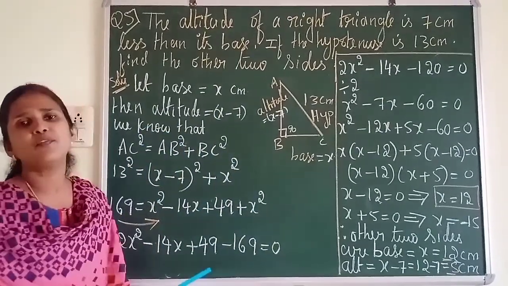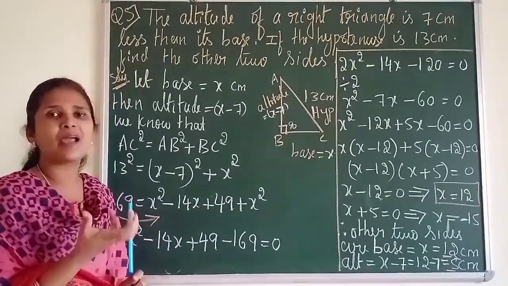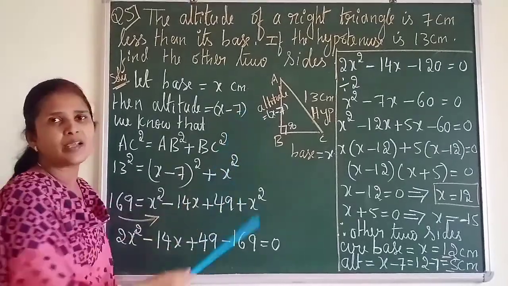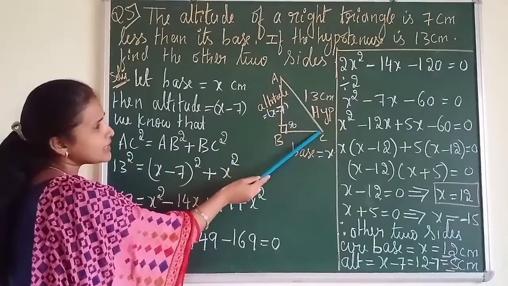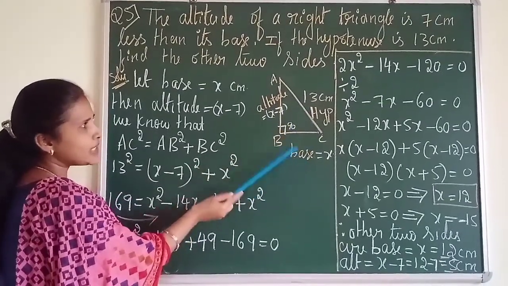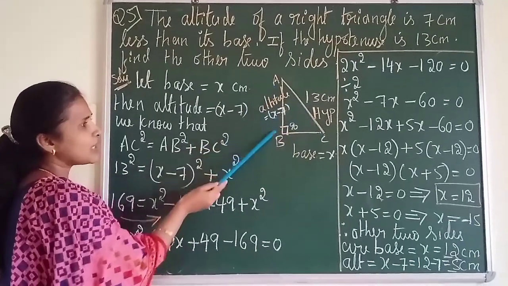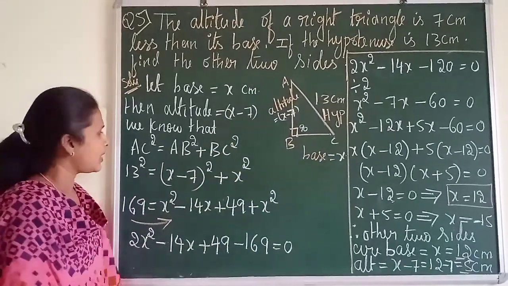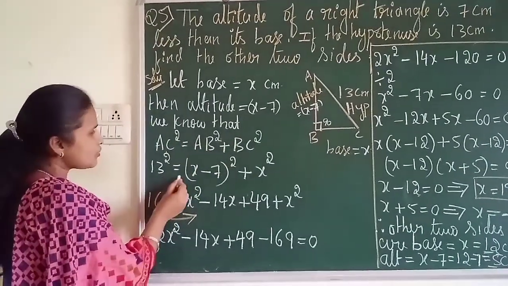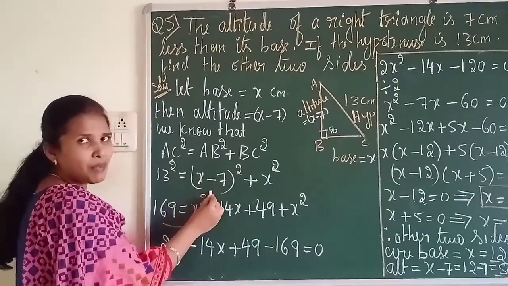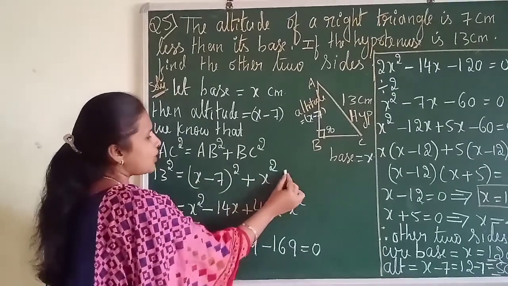And we know the formula related to the relationship between base, height, hypotenuse and altitude. Altitude and height both are same. So according to the Pythagoras formula, hypotenuse square equals base square plus altitude square. So I can write AC square equals AB square plus BC square. So substitute now. AC we already know is 13. So 13 square equals, AB I got x minus 7, square of x minus 7 plus x square.